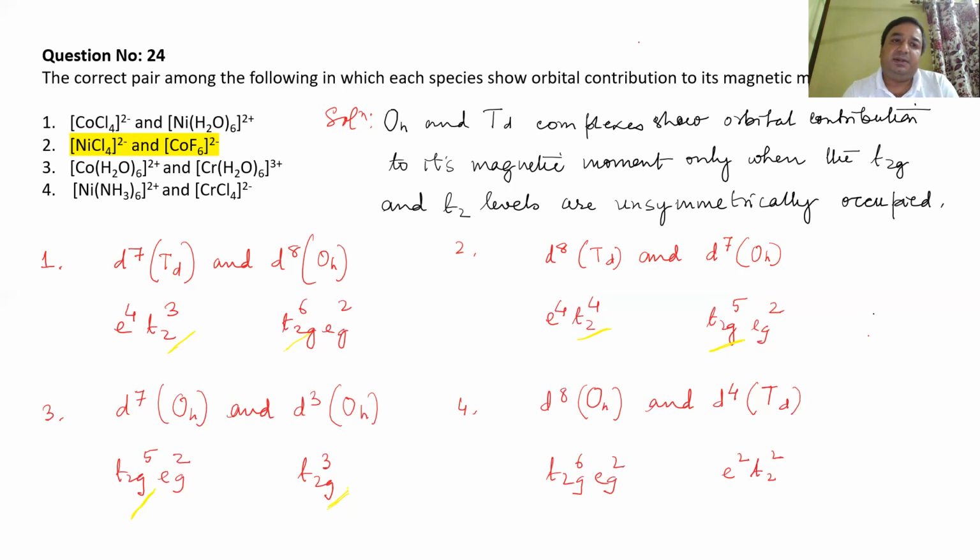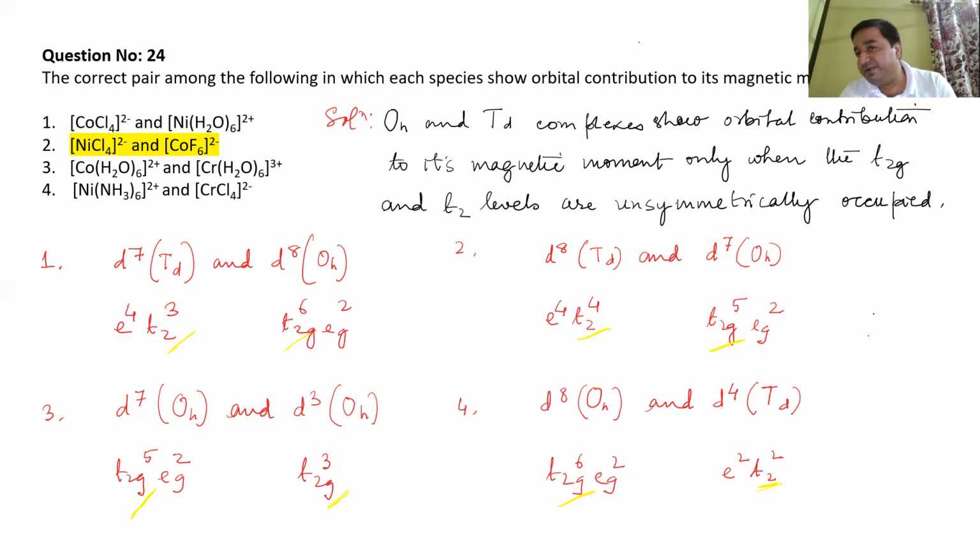For the next one, the nickel hexaammine complex. Here, obviously, again, it is a d8 system. t2g is symmetrically filled, so no orbital contribution to the spin magnetic moment. And here we have chromium. It is going to be chromium in 2+ state, so that means it is a d4 system, but in a tetrahedral field. And what we see is that the t2 is unsymmetrically filled.